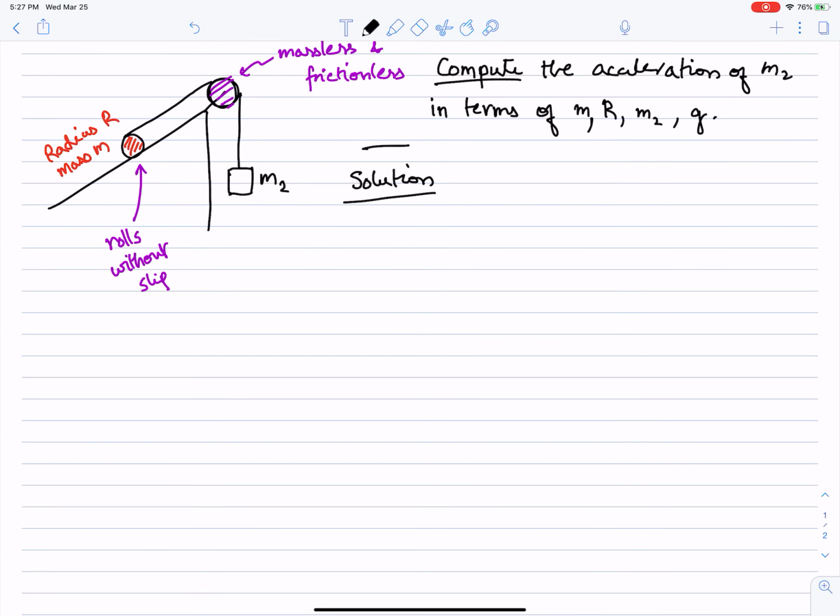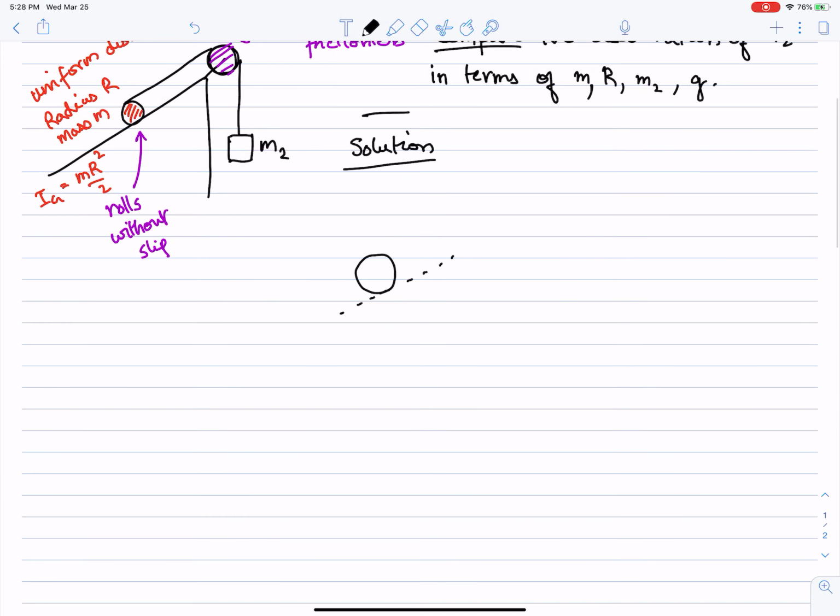Let's draw a free body diagram of the disk first. This is a uniform disk, so its IG is basically M R squared by 2. Let's say that's given as well. You'll be given that in your exams. So the free body diagram is, that's the disk.